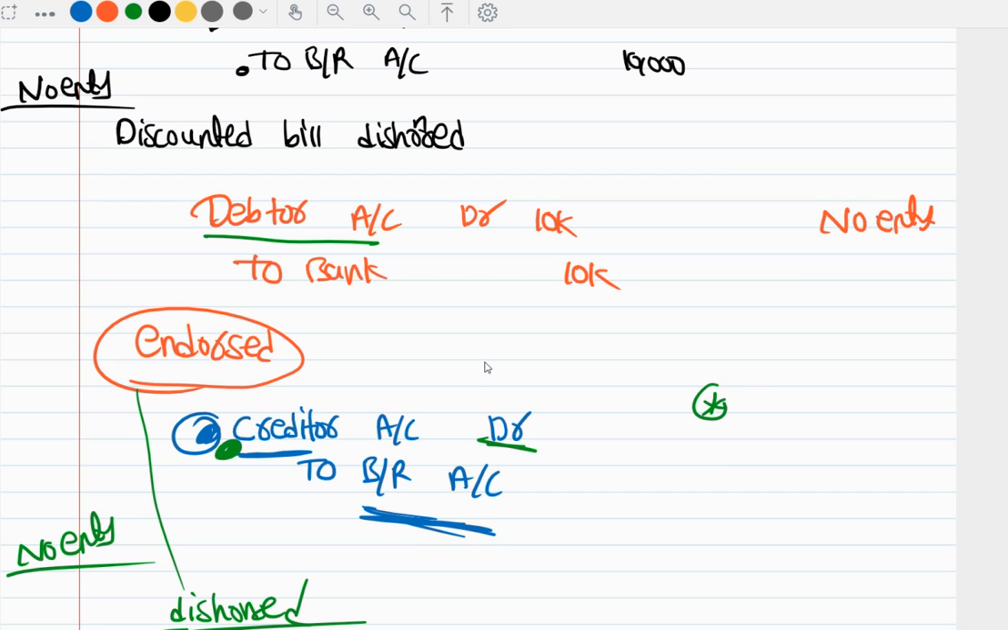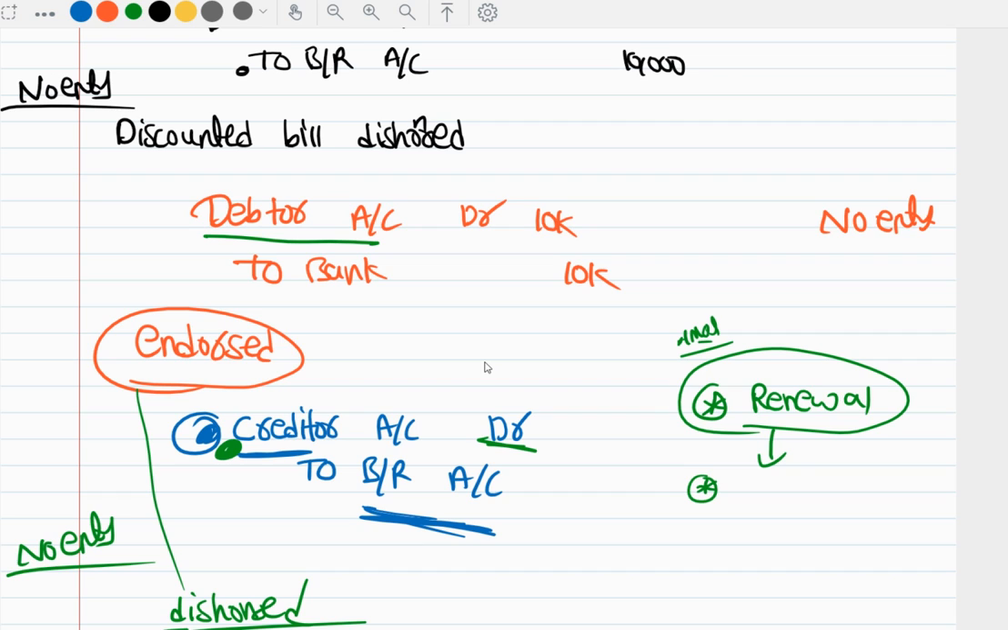We do have a renewal. Renewal means an extension of time. If the drawee approaches the drawer for an extension of time, and if the drawer accepts it, then the drawer might also charge some interest for that extension of period. So let's say the drawer is extending one month extra, then for that one month extra time the drawer will charge interest. Okay, so the procedure is we need to cancel the old bill and then draw up a new one.